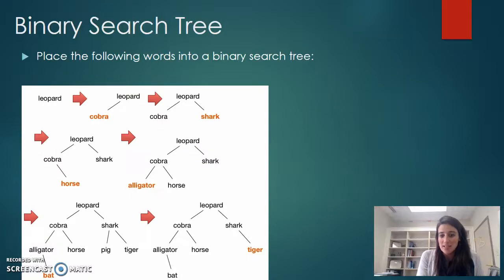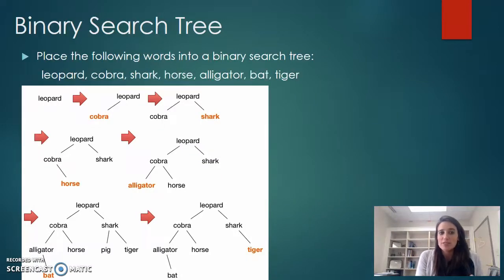So let's look at an example. We want to place the following words, leopard, cobra, shark, horse, alligator, bat, tiger, into a binary search tree. So I've decided to put these in the tree in the order that they're written, but I could, like we said on the previous slide, choose a root node arbitrarily. So I'm choosing leopard to start with. Leopard will be my root node for this binary search tree.